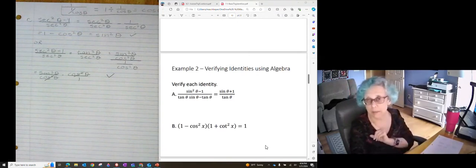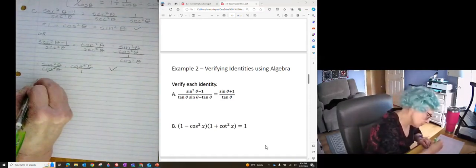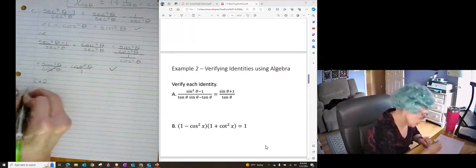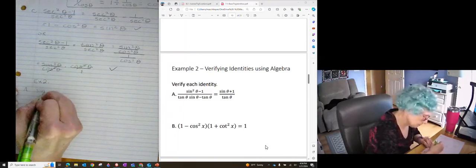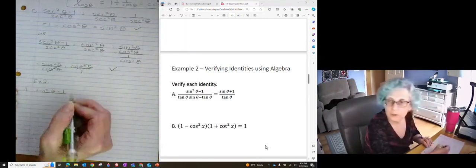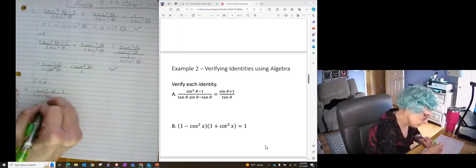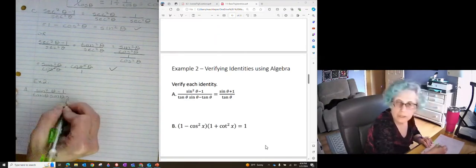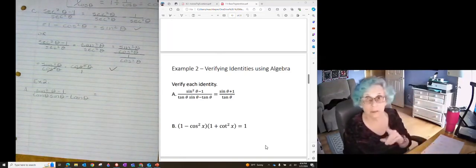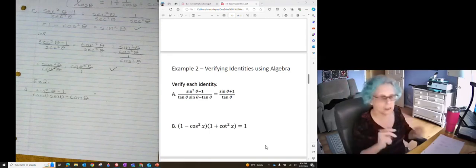Sometimes we have to use some algebra. So let's look at part A here. This is example 2. We have sine squared theta minus 1 over tangent theta sine theta minus tan theta. And I'm going to take a look at what I'm aiming for before I go too much further. Okay, I know what to do.